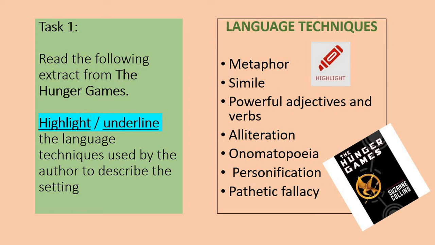And then highlight or underline the language techniques that are used by the author to describe the setting. Now, I will attach this extract to Go for Schools and on Teams as a Word document. So if you have access to a printer, you can print it out, or if you're using Word, you could just get it up on the screen and use the highlight function to highlight or underline the language techniques. So as a quick reminder, on the right, we've got some of those techniques that you could look for. So metaphors, similes, powerful adjectives and verbs, any alliteration, onomatopoeia, personification and pathetic fallacy.